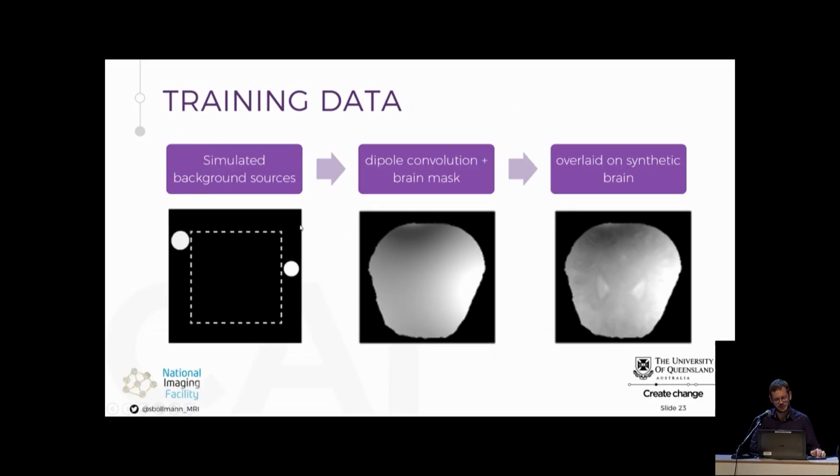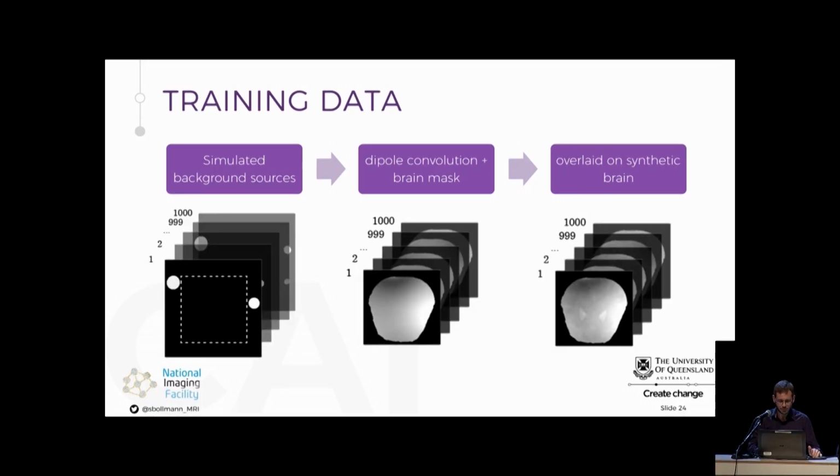Here we're not simulating susceptibility distributions per se. We're actually simulating background sources. So this is a frame around the brain, and we simulate sources that are outside of the brain, and they generate fields that look like these background fields that we see in QSM. Then we overlay them on a synthetic brain, and this is what the input would be to the network. So the question was, can we also remove this background field with the same technique?